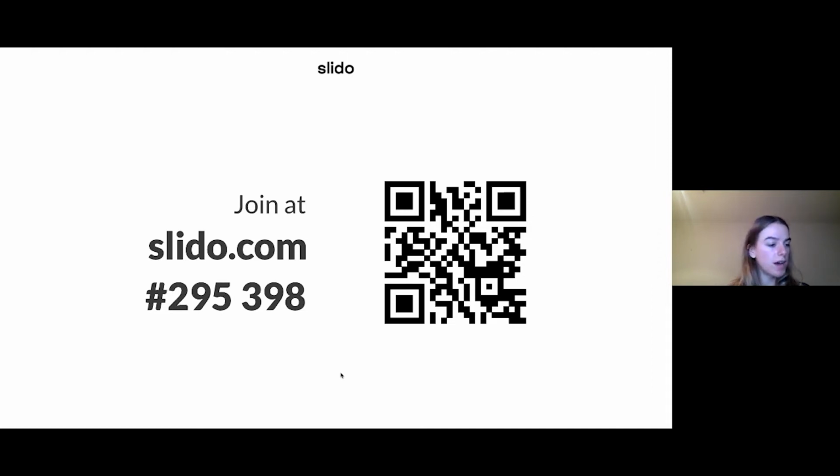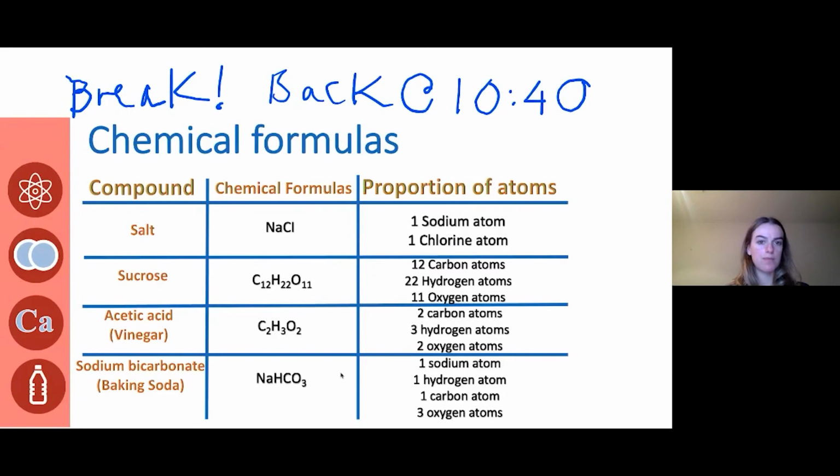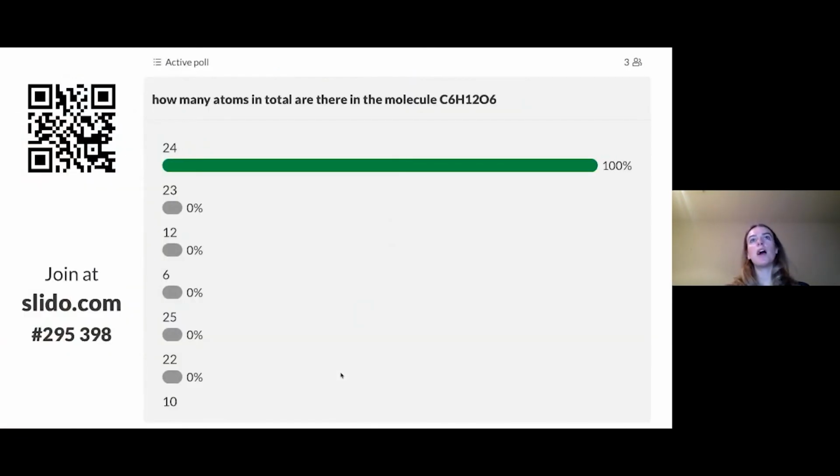Okay, you can see we have some votes already. Oh, that was the old one. Okay, sorry about that. Here we go. Here's our next question. How many atoms are there in total in this molecule here? I'm not going to tell you how to do it until a few people have answered. Lots of answers to pick from. You choose which one you think would make the most sense.